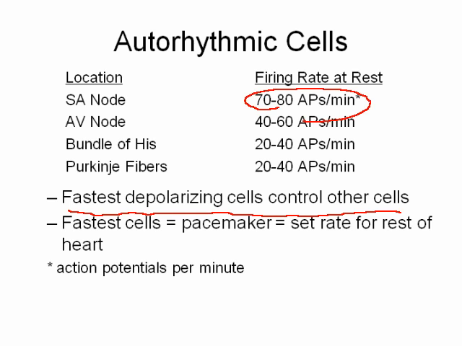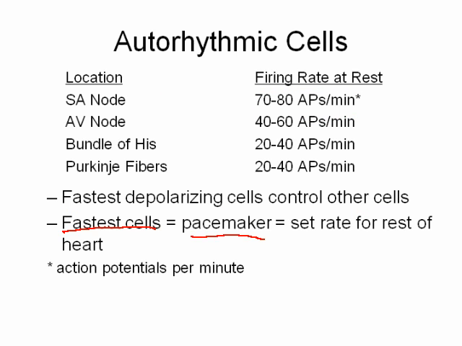Those cells that spontaneously fire action potentials at the most rapid rate are going to be the primary control of the rate, and everything else is going to follow. The fastest cells are going to be the ones that act as a pacemaker. They're going to set the rate for the rest of the heart.